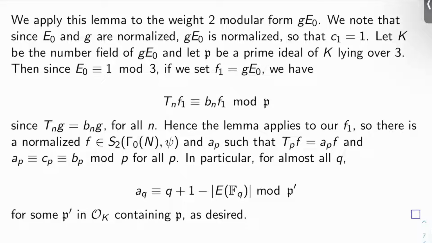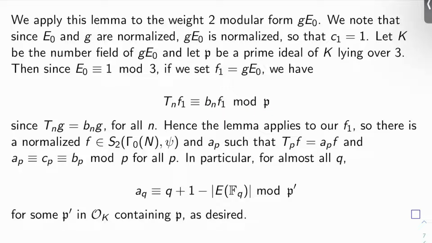Just apply this lemma to the weight 2 modular form GE0, right? And what you find is that since E0 and G are normalized, GE0 is normalized, so C1 is 1, where C1 is the first coefficient of GE0. Let K be the number field of GE0, so that's the number field generated by the Fourier coefficients and the character values. And let frak P be a prime ideal of K lying over 3. We know E0 is equivalent to 1 mod 3. That was one of the defining properties of E0 that we wanted. And so if we set F1 equals GE0 from the Deligne-Serre lemma, we end up finding T_n F1 is equivalent to B_n F1 mod frak P.